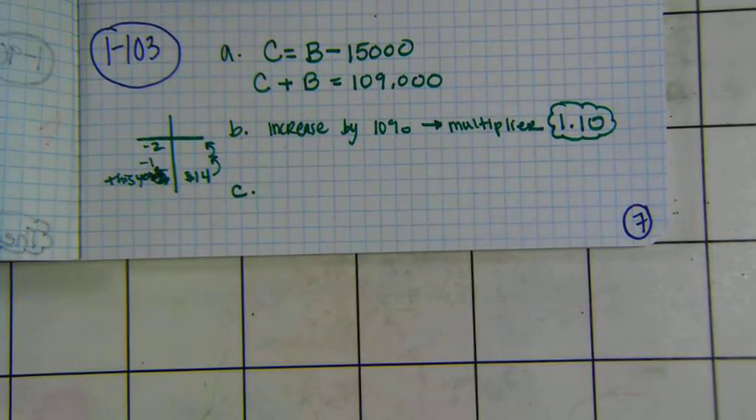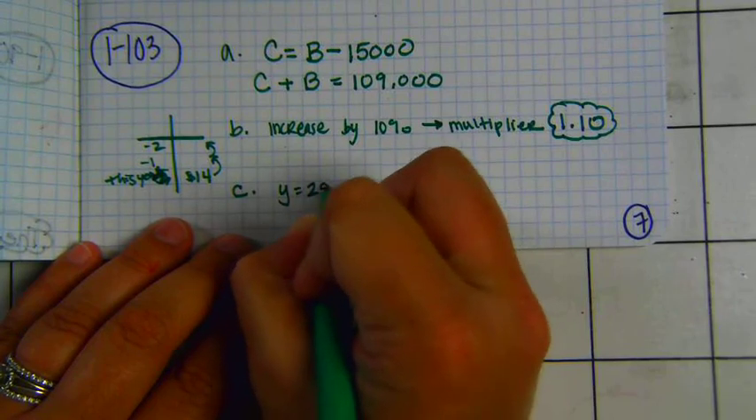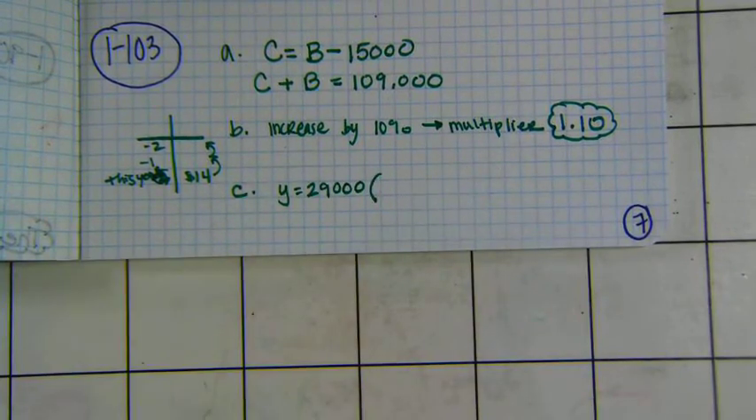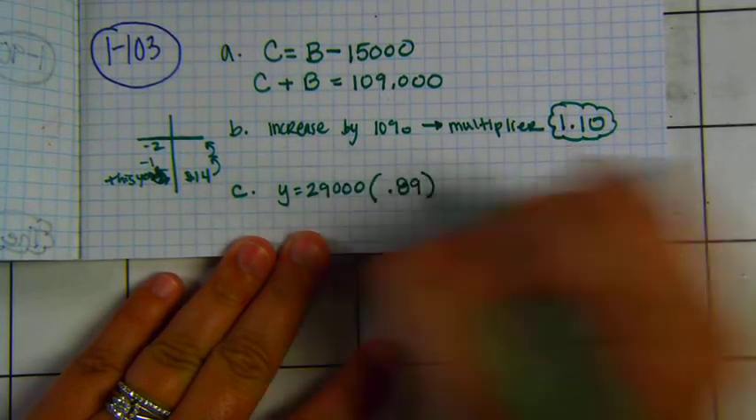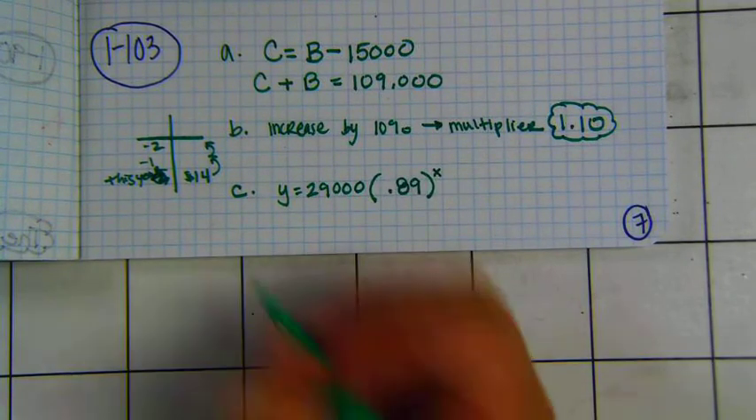C. Gage bought a new car for $29,000 to use while he is away at college. The car depreciates or decreases in value by 11% annually. If he plans to sell the car once he graduates in 4 years, what will be the value of the car? Well, I know the initial value is 29,000. So I'm going to have y equals 29,000 times that multiplier. And if I'm decreasing or depreciating, I'm going to have 100% minus that 11%, which is going to give me 89% or 0.89 to the x. To solve that one, you plug in a 4 and you're done.